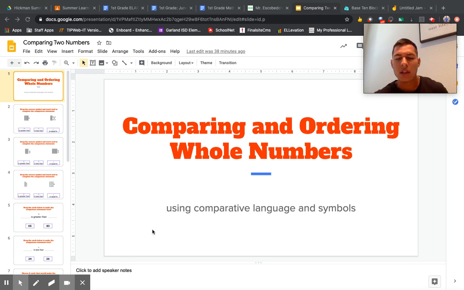To break this down a little bit more, comparing numbers is where we're going to be determining whether a number is greater than, equal to, or less than another number. And then ordering numbers is just putting numbers in order, right? From biggest to smallest, which means from greatest to least, or from smallest to biggest, which means least to greatest. So let's go ahead and get started on just going over some examples. Let's get right to it.